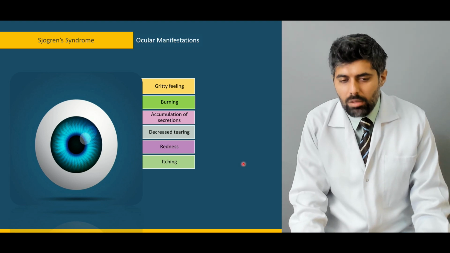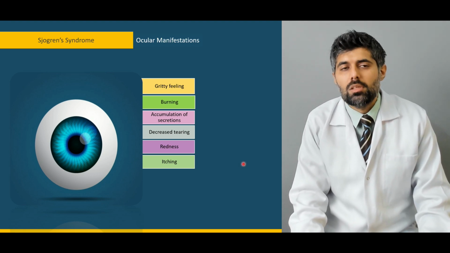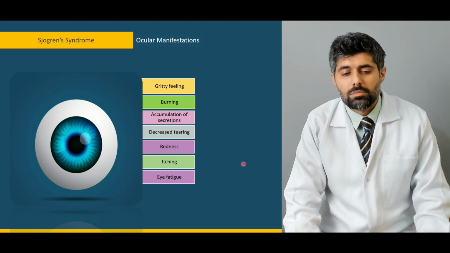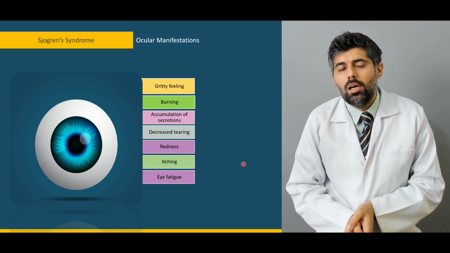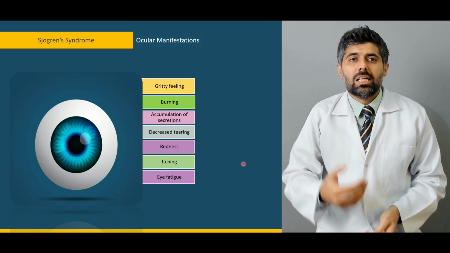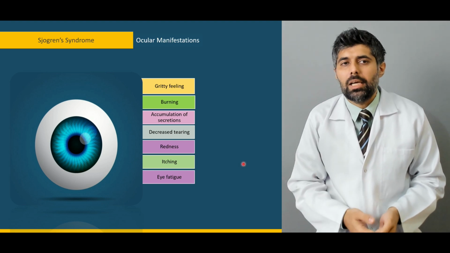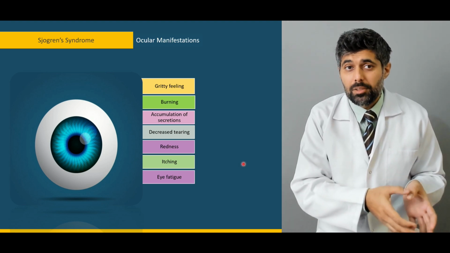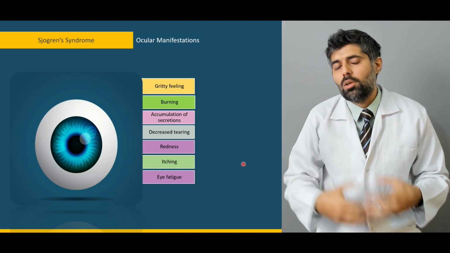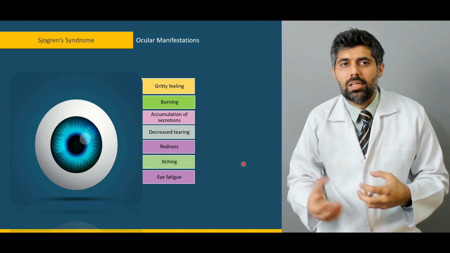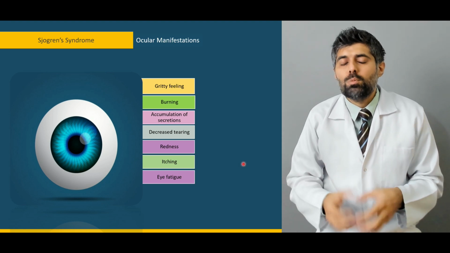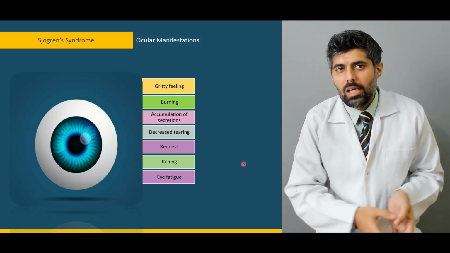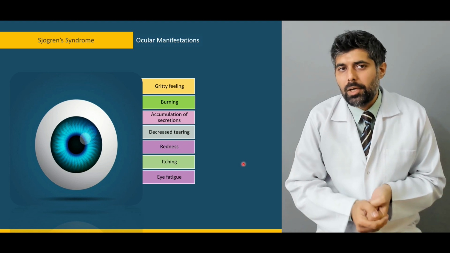Then we have the itching. Again, because of the inflammation and redness of the sclera, patients usually also complain of itching. Then there is eye fatigue. Now, the tear film not only protects the eye, it also helps in blinking. So if the blinking action is hindered by the dryness of the eye, the ocular muscles that are involved in the blinking have to push more, and because of this they are prone to easy fatigability, and patients usually complain of eye fatigue.